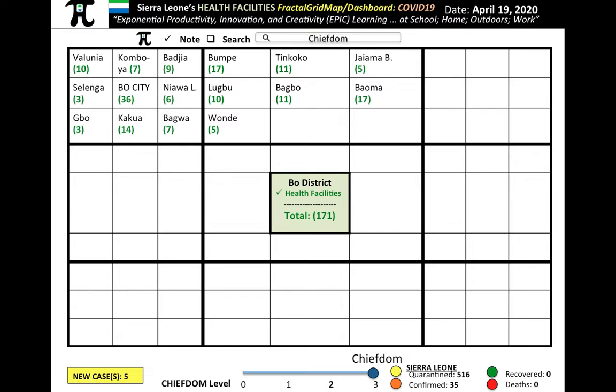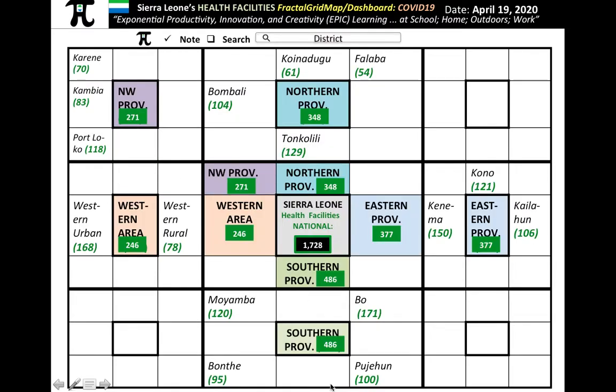But we can also take a look at the district level. For example, this is Bo district, and we can see how health facilities are distributed at the chiefdom level. Bo has got the highest number of health facilities at 36, and Selenga and Bo have got 3 facilities each. But let's go back to level 2 and see what the distribution is at every level. Just a reminder, we can see the distribution at the national level, which is 1,728, and we can see the regions, and we can also see at the district level what the distribution of health centers is.